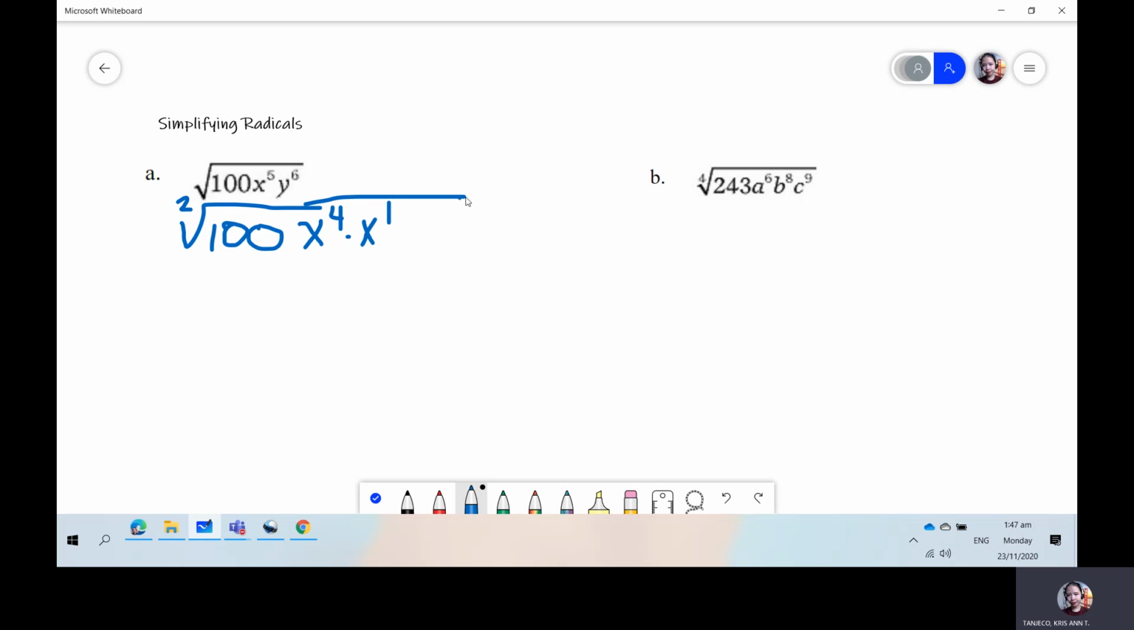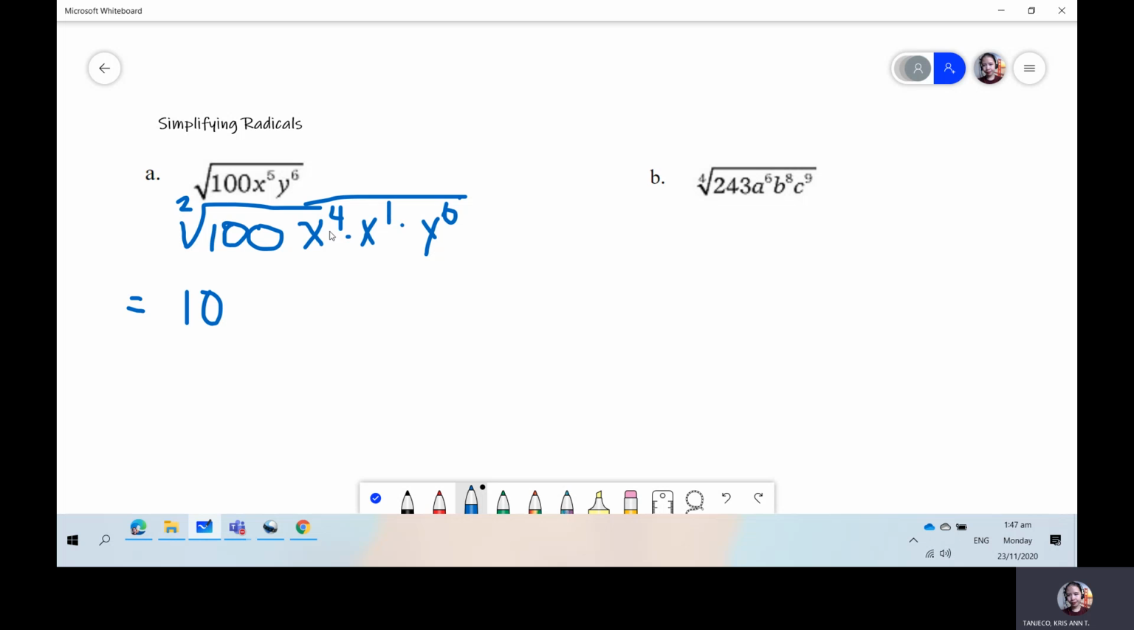Remember the first rule of the exponent. Whenever we have the same base, we can add the exponents. So x raised to the fifth is also equal to x raised to the fourth times x raised to the first. For the 6 here, it is already divisible by 2, the nth root of the given radical, so we can just write it as y raised to the 6. And then the next thing we're going to do is to get the square root of the whole number. The square root of the whole number is 10.